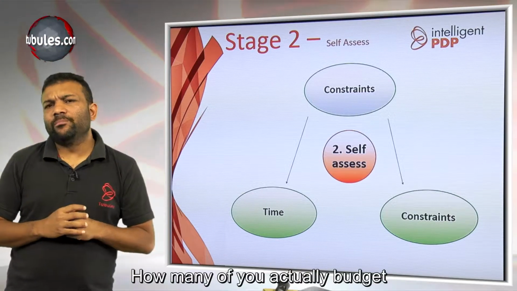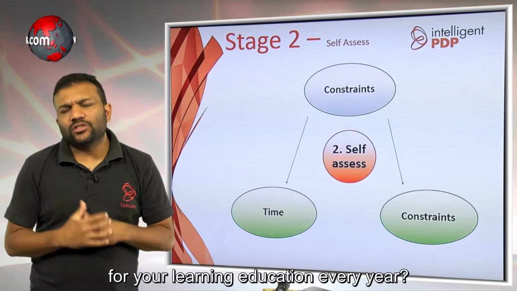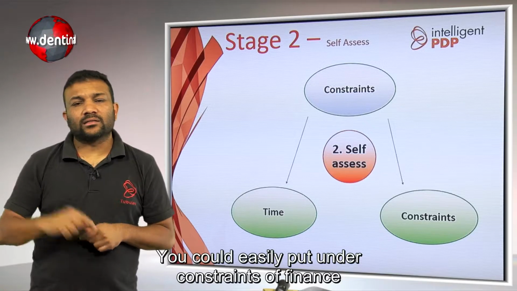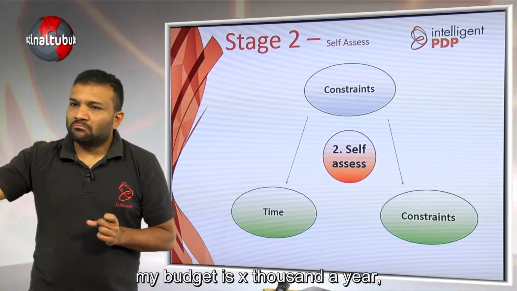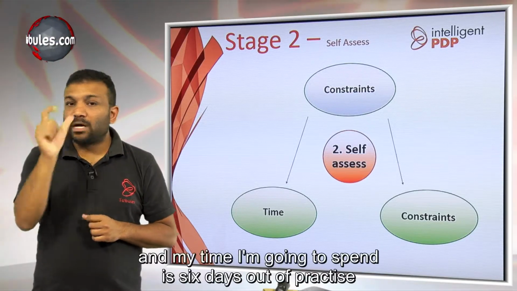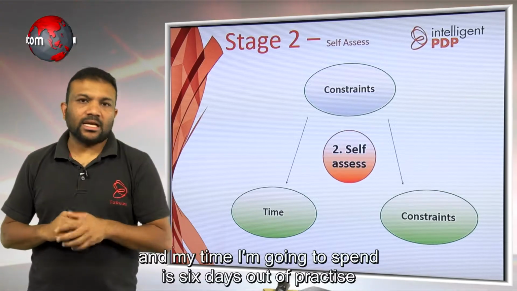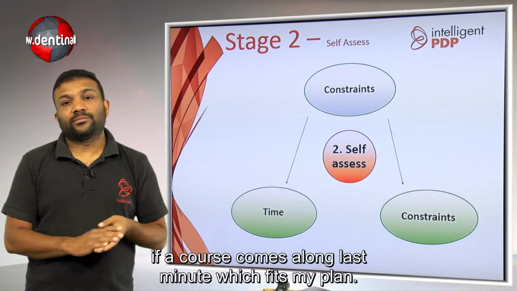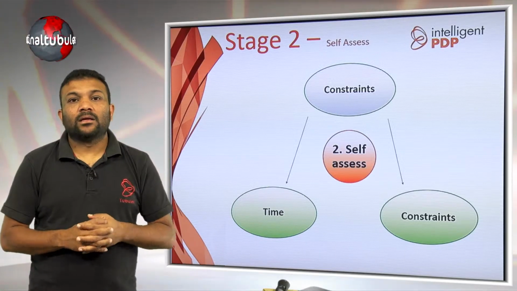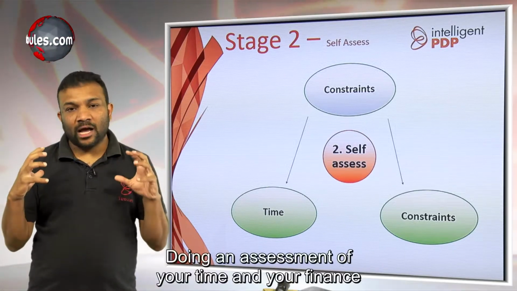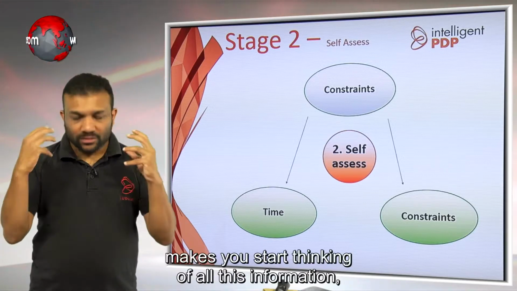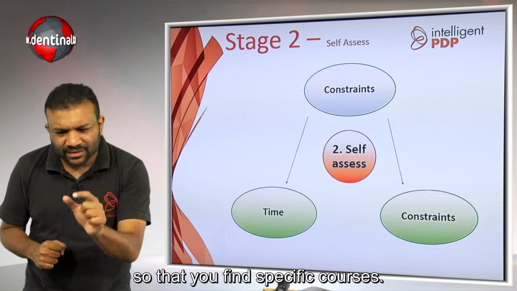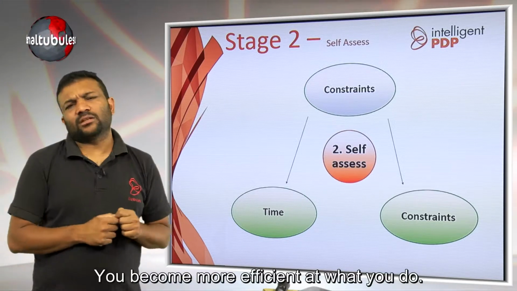How many of you actually budget for your learning education every year? You could easily put under constraints of finance, my budget is X thousand a year. And my time I'm going to spend is 6 days out of practice and maybe another 2 or 3 days if a course comes along last minute, which fits my plan. Doing an assessment of your time and your finance makes you start thinking of all this information so that you find specific courses. You become more efficient at what you do.